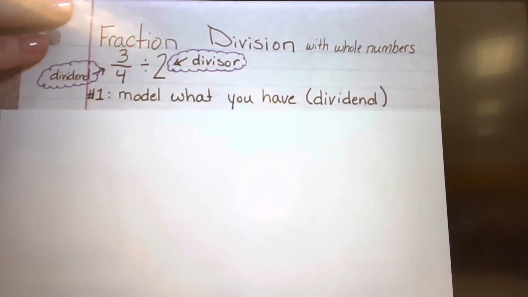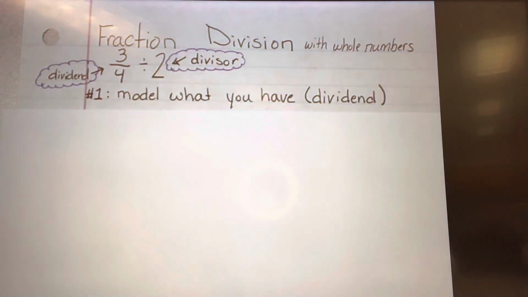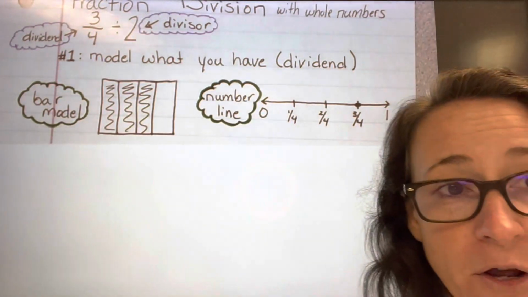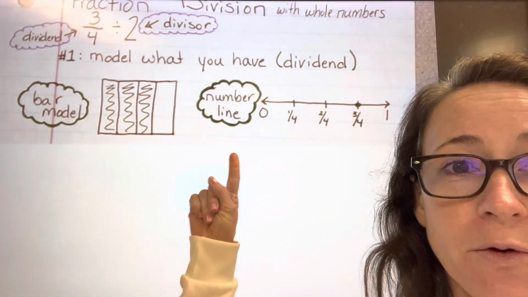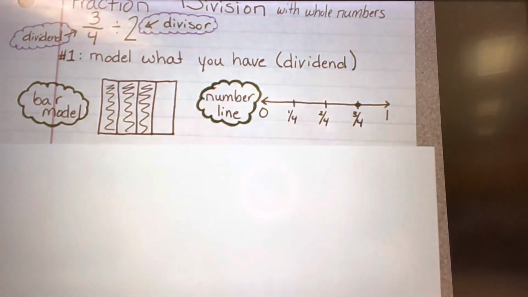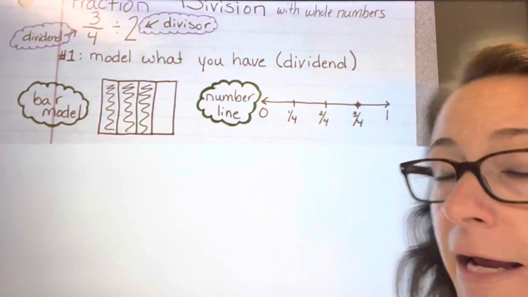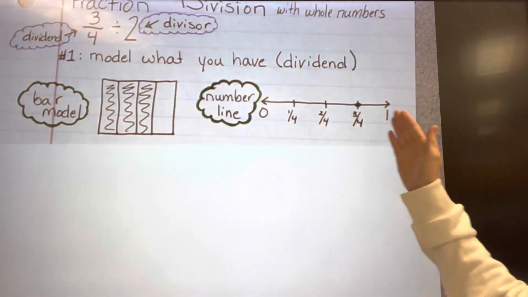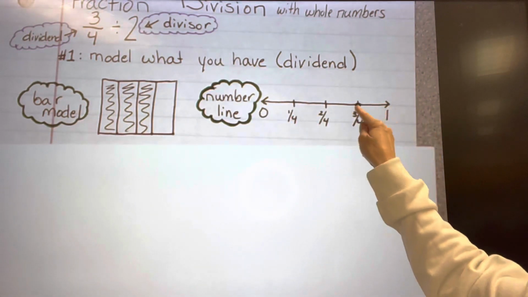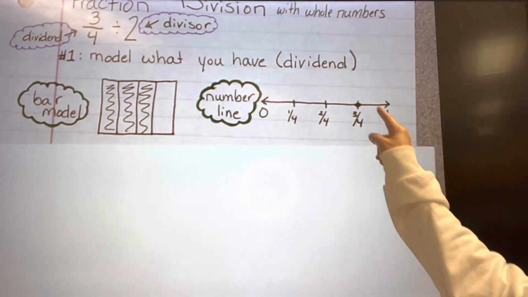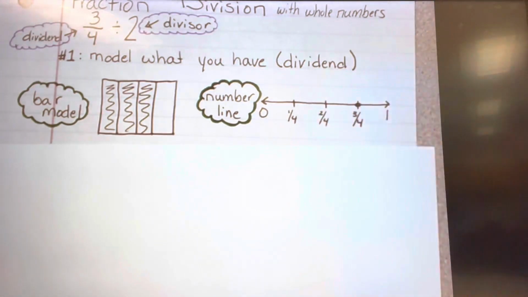So here are some steps we're going to follow. The first step will be to model what you have. That's your dividend. What do you have? Well, you've got 2 ways to do that. We have a bar model, and we have a number line. The number line we've done with our spiral review, but a bar model is another way that you can do that. So you start with what you have. I have written a bar here, and I have 3 out of 4 shaded in, 3/4. And on my number line, I have modeled it from 0 to 1 and broken my number line into 4 equal sections, 1/4, 2/4, 3/4, and 1, and put a dot at 3/4 because that's what I have.